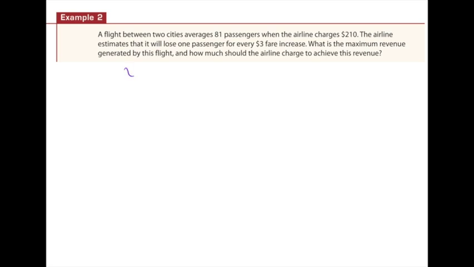So we are going to say that X is going to equal the number of $3 increases. When you see that for every, that's probably where your variable is going to be. All right. Now the price is going to start at 210. Right now it's $210. And we will add to it $3 for every increase. So if they increase it once, we're going to add $3. If they increase it twice, we'd add $6.